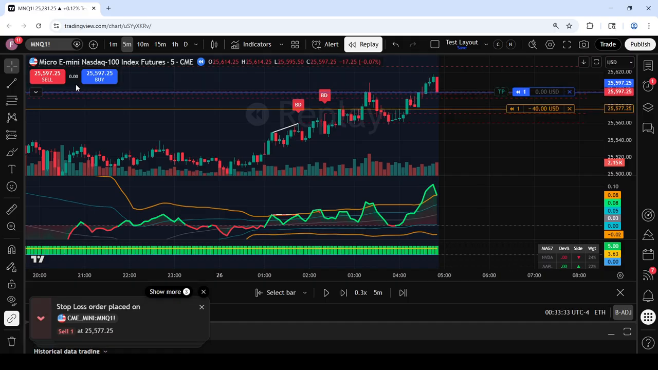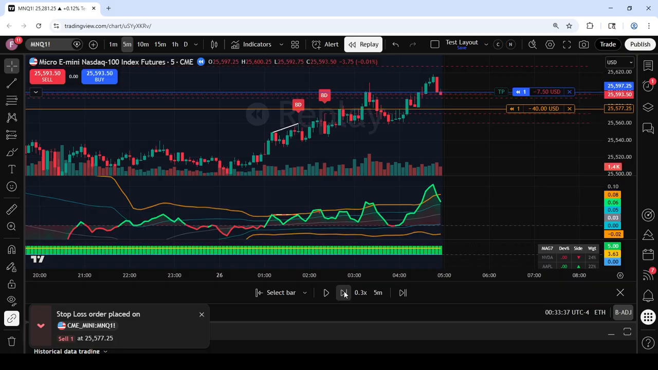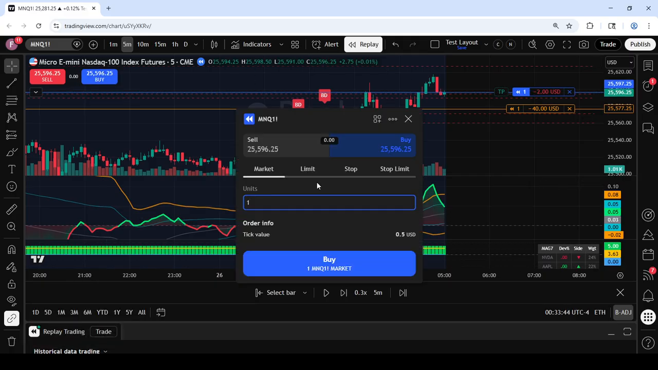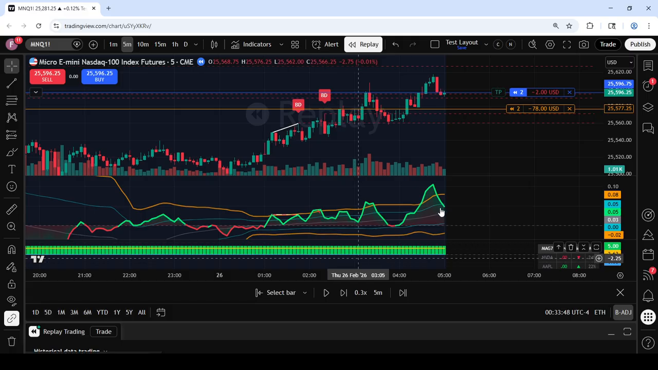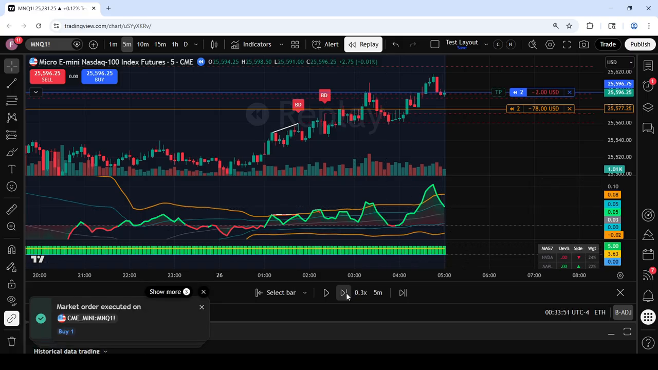No take profit yet. Alright, let's step forward. And forward. Alright, so I'm going to buy another contract right here because I'm seeing bullish price action. Alright, step forward. Alright, now what I'm looking at is this is scooping lower.